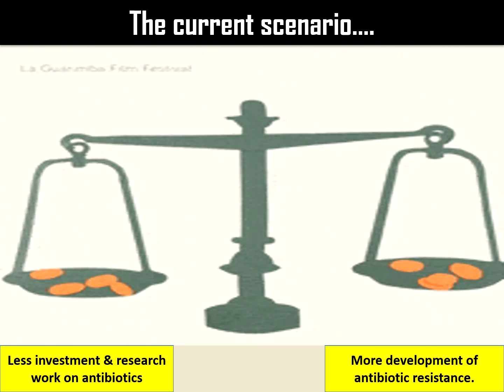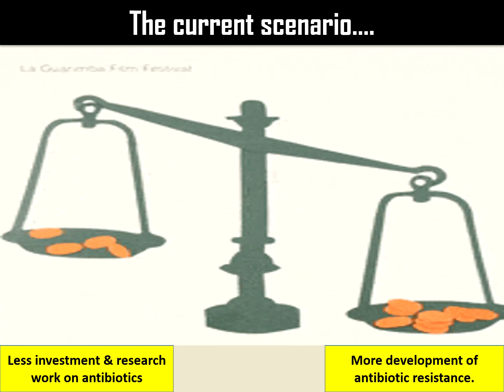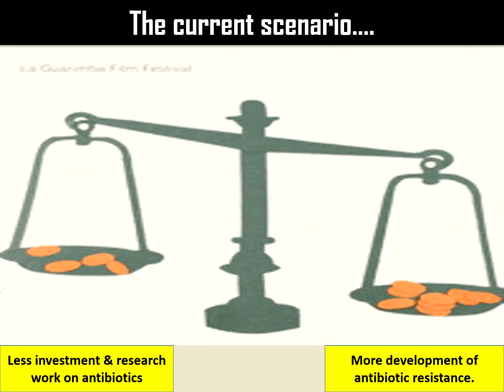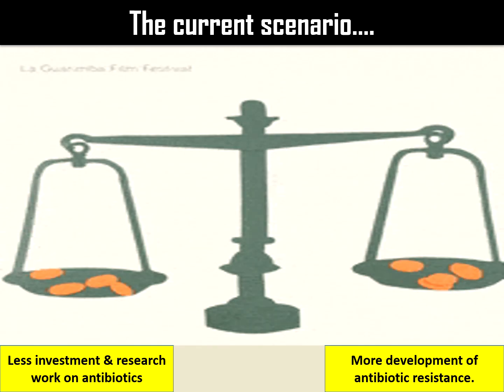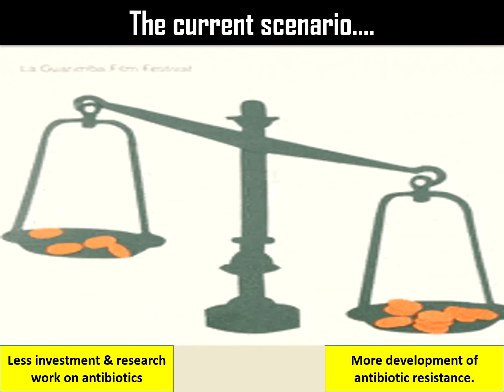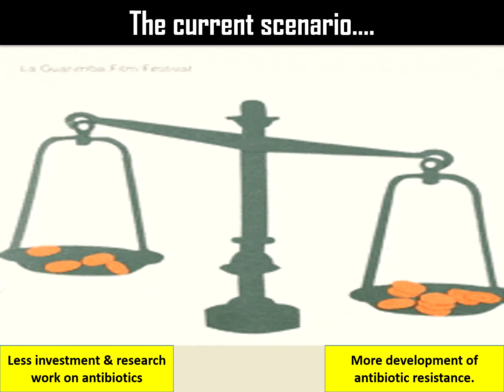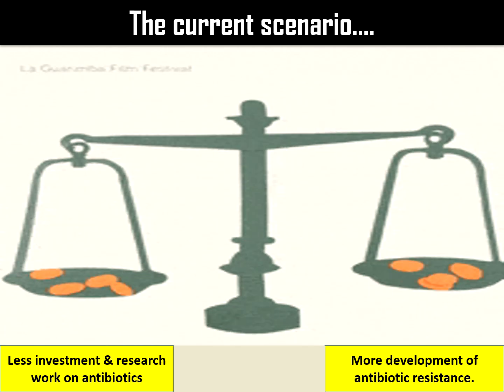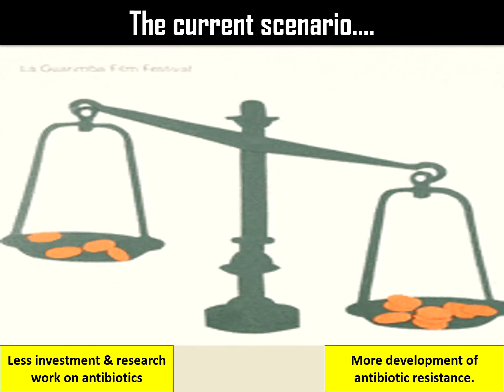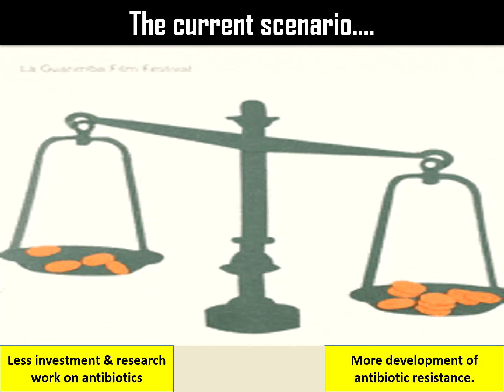Now, what is the current scenario? On the one hand, there is less investment and research work on antibiotics. Why? Because the bacteria are smart enough, they easily develop mechanisms to bypass these antibiotics. So the pharma companies are least interested in investing more in antibiotics because within a short time, the antibiotics will become resistant and their investment will go in vain. So they are least interested in development of new antibiotics.